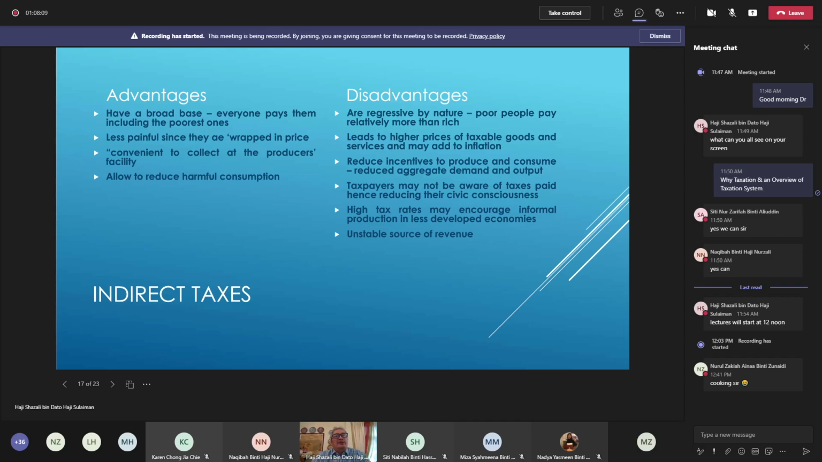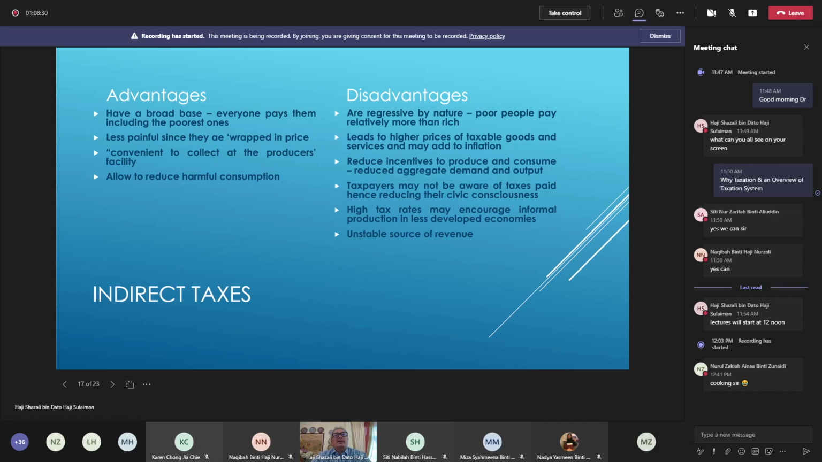Okay, it allows to reduce harmful consumption. What does that mean? So for cigarettes, for alcohol, the VAT can be much higher. Apart from import duties, excise duties, they can impose higher VAT on items which are harmful to you.